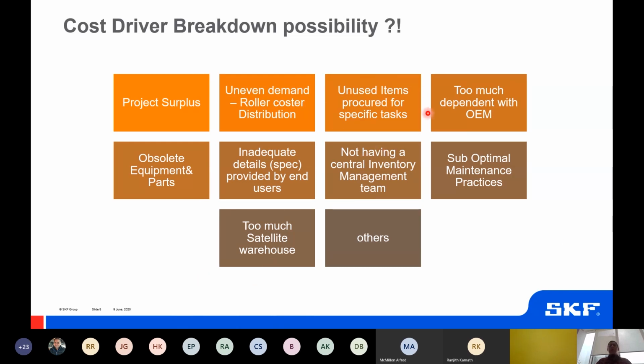The other one is unused items procured for a specific task. This usually happens when the customer has a turnaround program, and they consider almost all the spares required for one turnaround or one overhaul. But at the end of the day, after the overhaul finishes, they come back to the spares and analyze them. Oh, we have this, this is a spare that we bought for the turnaround, but we didn't use. And this is also uneven demand.